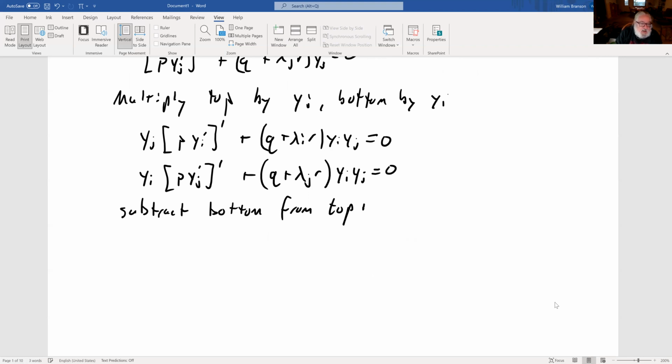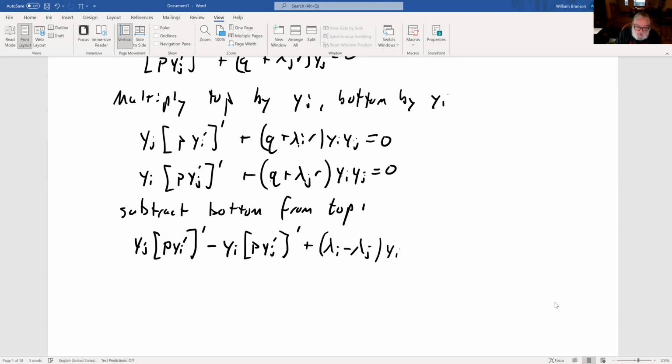And what does that give us? Well, we get yj p yi prime prime minus yi p yj prime prime. And now we have to be a little bit careful here. We've got q yi yj, q yi yj. So when we subtract, the q terms are going to cancel out. But lambda i and lambda j are different. So we'll end up with plus lambda i minus lambda j, yi yj r equals 0.